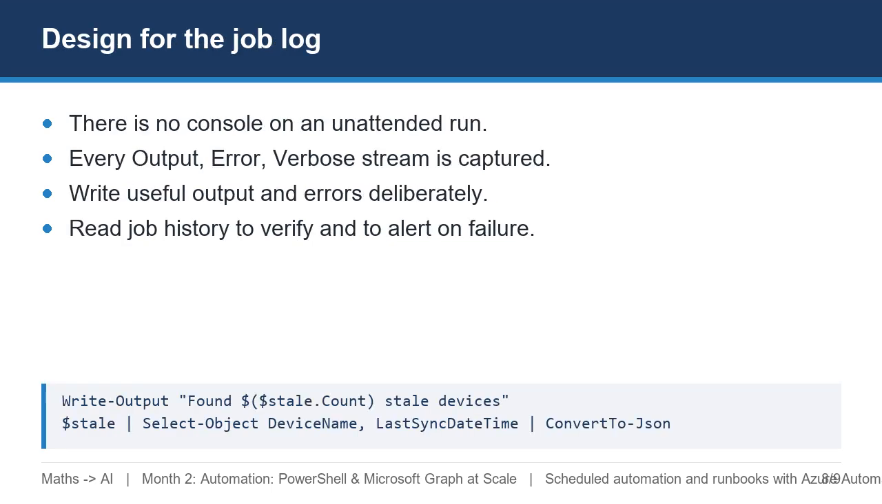Because there is no console watching an unattended run, the job log is your only window into what happened. Azure captures every Write-Output, Write-Error, Write-Warning, and Write-Verbose per job in the job history. So design for that log. Write a clear summary of what the run found and did, and let real failures surface as errors. Then review the per-job streams in the automation account to confirm success, and wire an alert on failed jobs so a broken schedule does not go unnoticed.